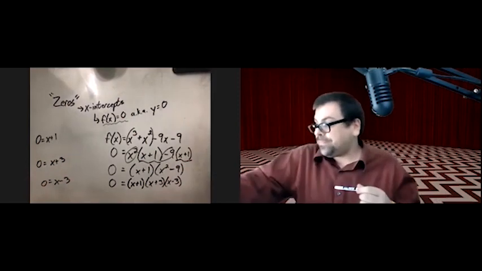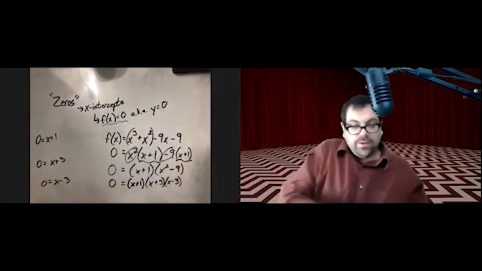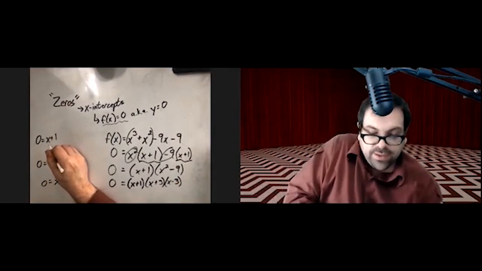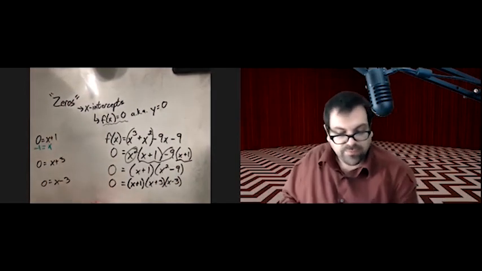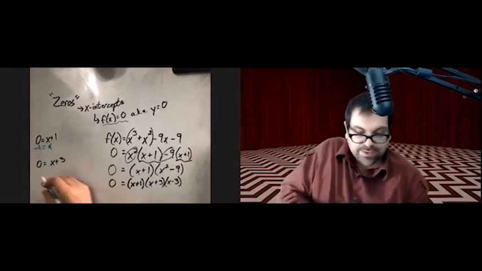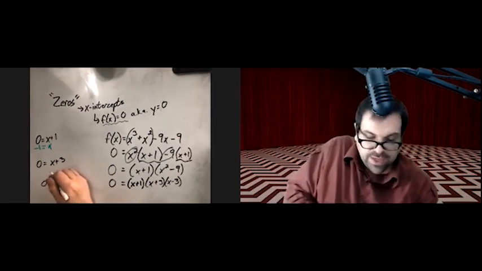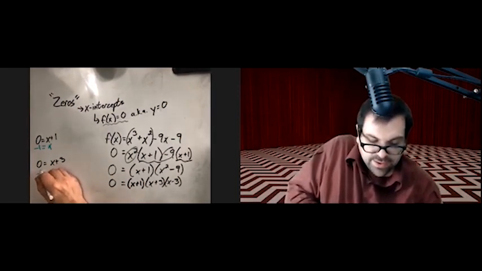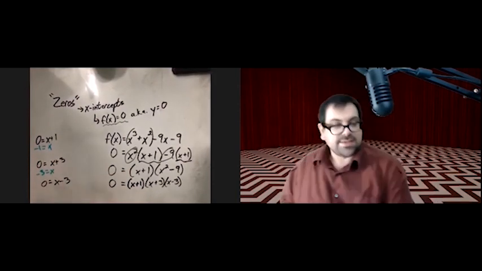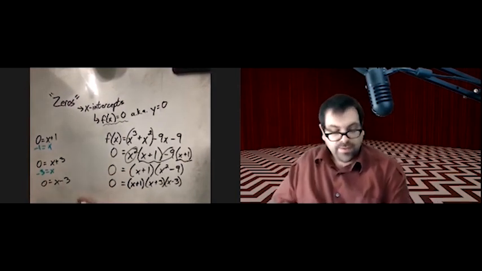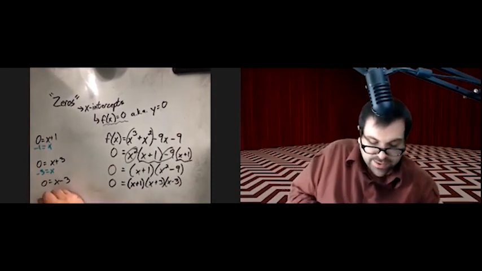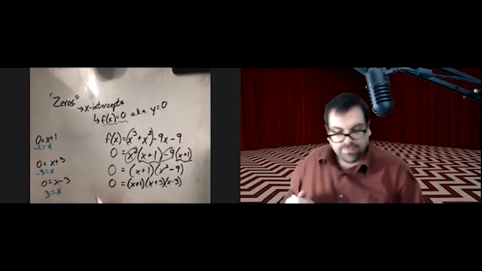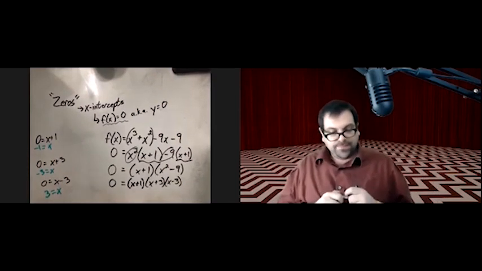So 0 equals x plus 1 means x equals negative 1. Subtract 1 from both sides. 0 equals x plus 3. Subtract 3 from both sides. x is negative 3. 0 equals x minus 3. We'd add 3 to both sides. x equals 3.